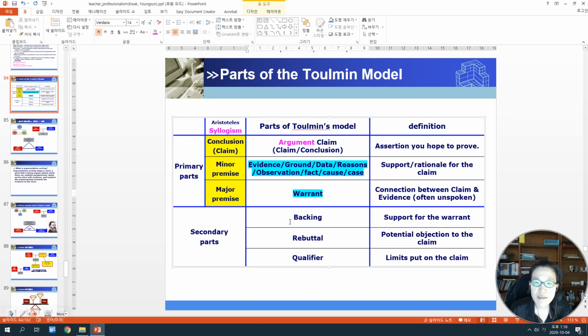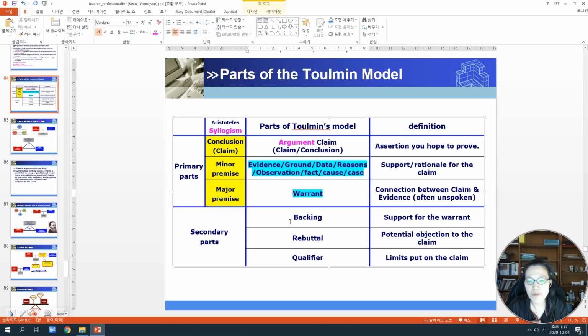Toulmin's model consists of 6 parts. The primary part is data; based on the data, someone makes a conclusion or claims something. And then there is warrant. It's about the why behind that claim. So there's a secondary part of Toulmin's argumentation model, which is backing. It's another or additional warrant of someone's claim or conclusion.